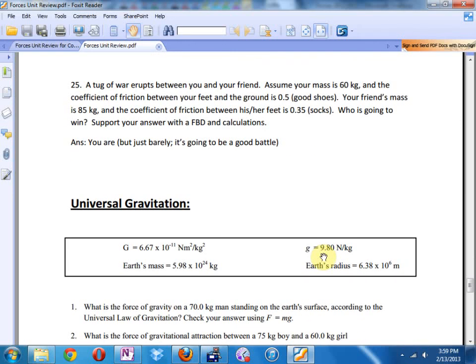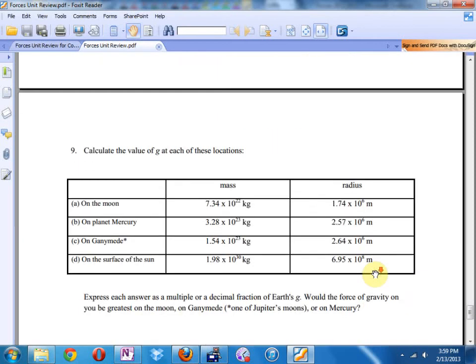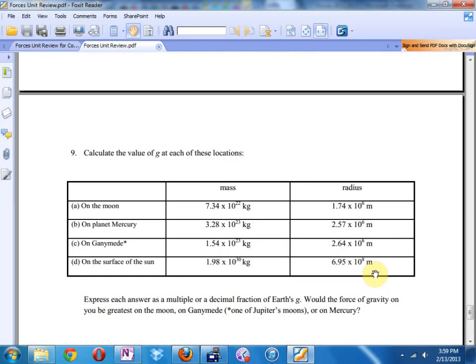Tug of war is a nice question as well. A good free body diagram and see if you can figure it out. But that's, again, slightly tougher than I'm going to ask on the test. Then we come to the gravitation section. So that's kind of what's going to be on your test.